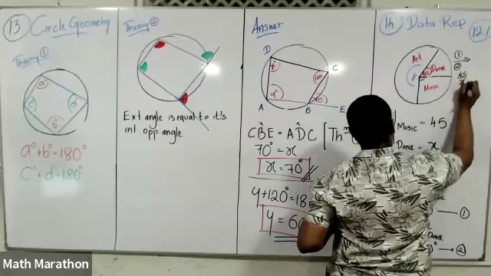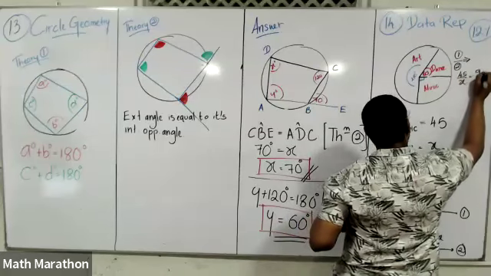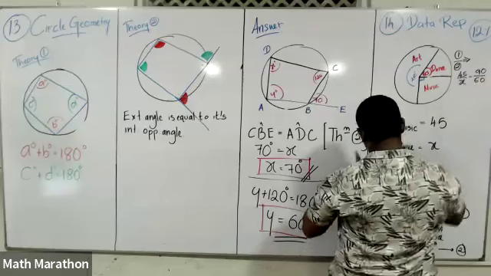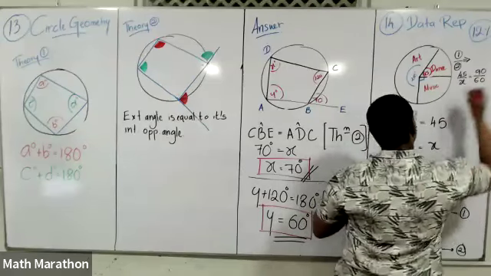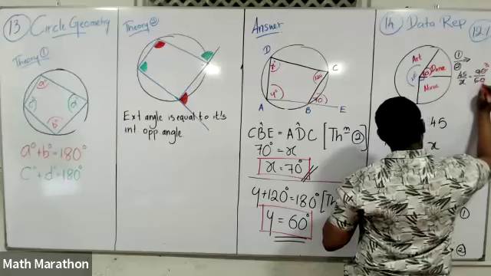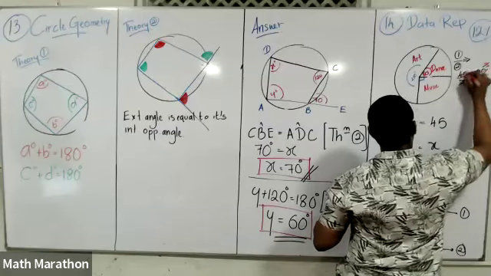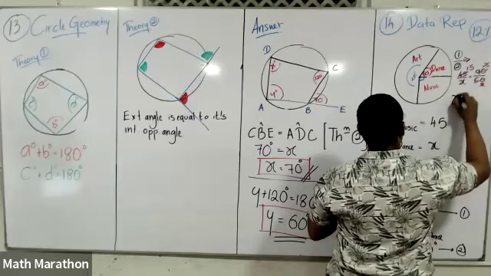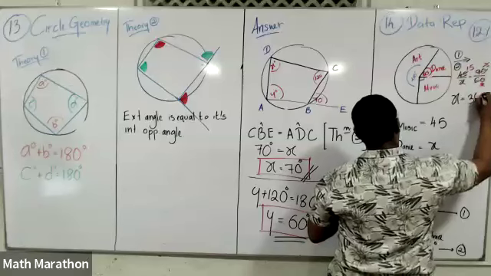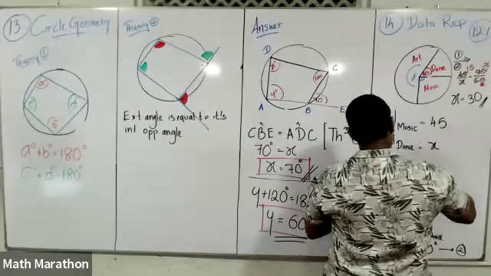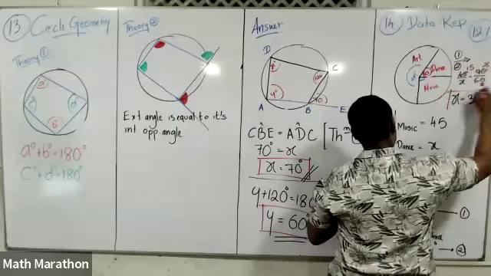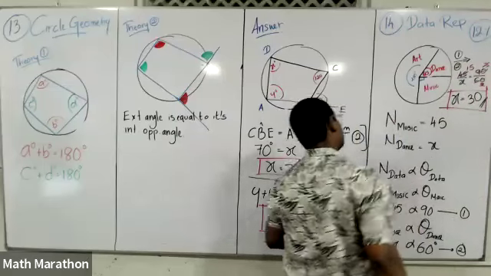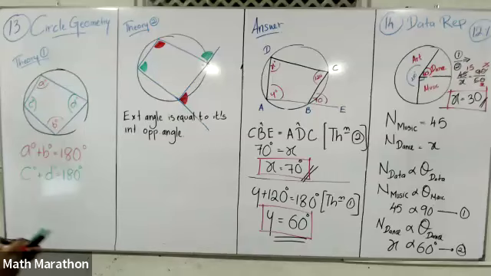1 divided by 2: 45 over x equals 90 over 60. Cut by 3, cut 15. So x equals 30. So the number of students who do dance is 30. You use the proportional equations and solve this question.